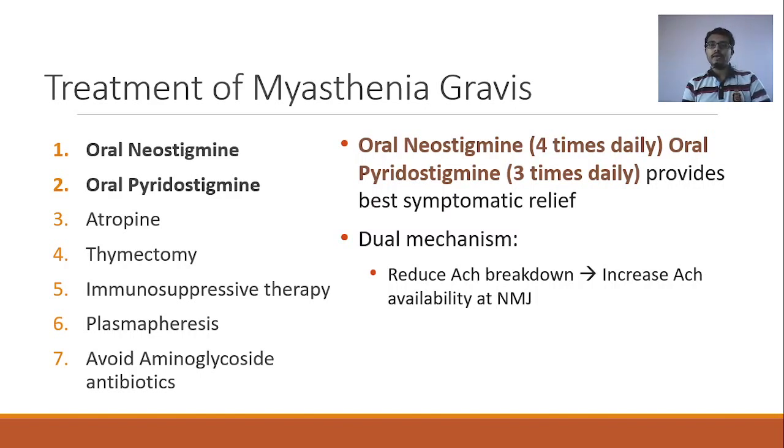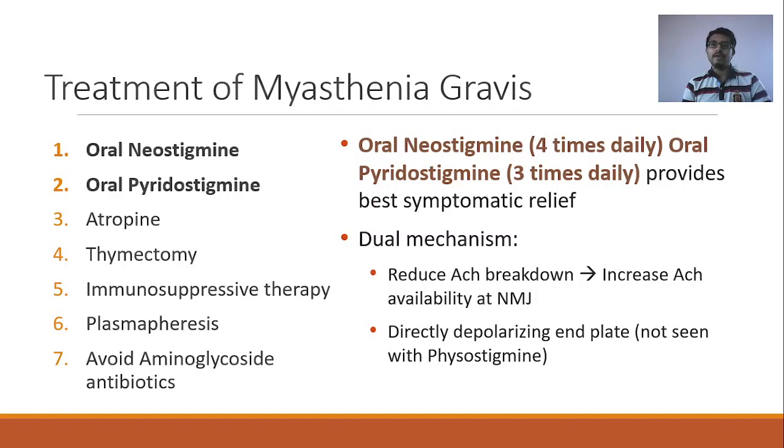Second mechanism, a mild mechanism, is that they directly depolarize the muscle end plate. They directly sit and activate the NM receptors. This is a mild minor action. This is not seen with physostigmine. So remember, the drugs of choice for the management of mild to moderate myasthenia gravis is either oral neostigmine or oral pyridostigmine.